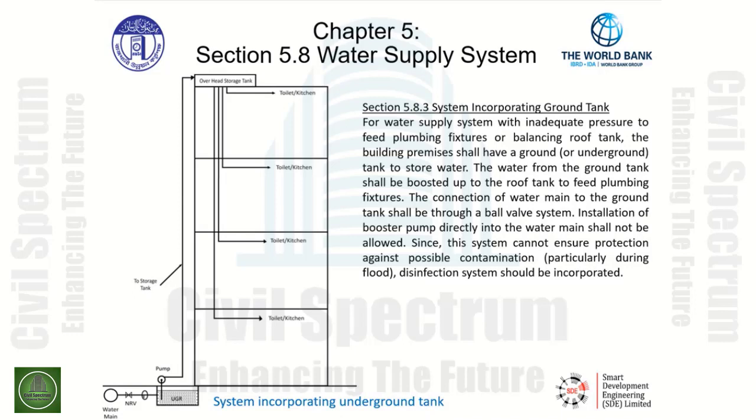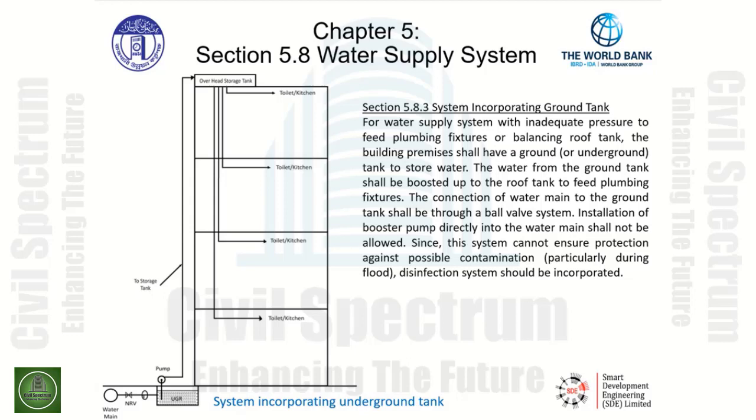5.8.3 gives us a requirement for a system incorporating a ground tank. As seen in the graphic, we have a water main with a non-reversing valve feeding directly into an underground reservoir or storage tank. For water supply systems with inadequate pressure to feed plumbing fixtures or balancing roof tank, the building premises shall have a ground or underground tank to store water.